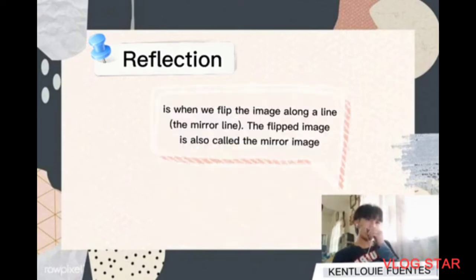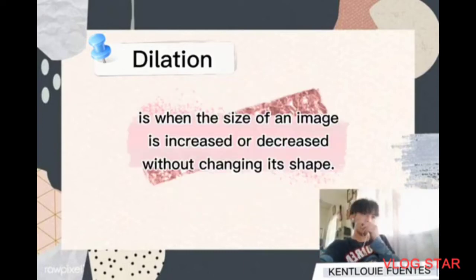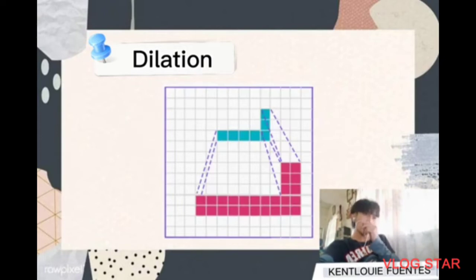Reflection is when we flip the image along a line, the mirror line. The flipped image is also called the mirror image. For example, for the given picture with the mirror line, the blue image is 1 unit away from the mirror line, and the mirror image, the yellow image, will also be 1 unit away from the mirror line. Dilation is when the size of an image is increased or decreased without changing its shape. For example, for the given blue image, the red image will be a dilated one. So that's all, thank you.